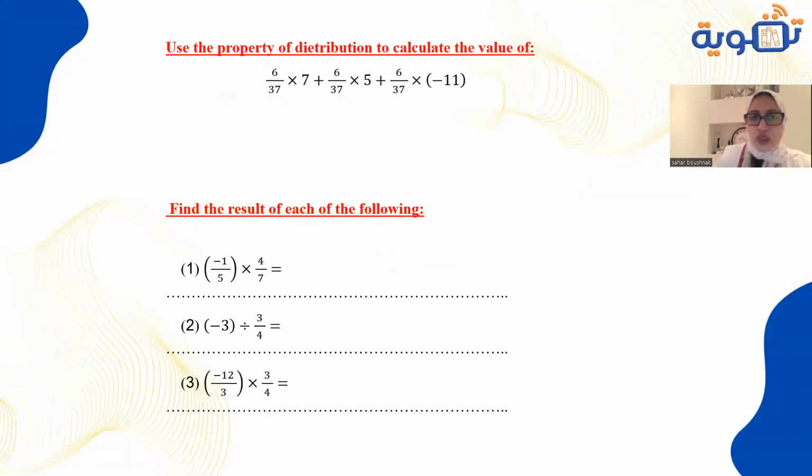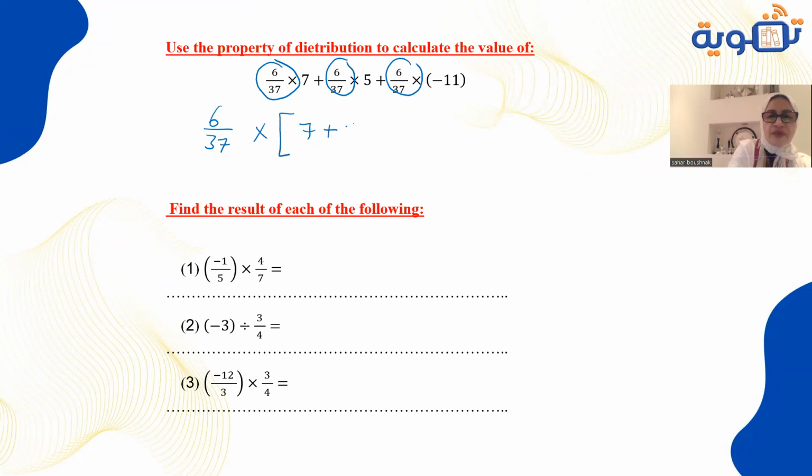And the last property is the distributive property, and I must explain it for you because it's a very important property. It comes all the time in the exams. So I will try to find what is the common number here. So I will get 6 over 37. I'll write it multiplied by, then I will open a bracket, 7 plus 5 minus 11. Then I will calculate the bracket. Then I will get 6 over 37 multiplied by 1. And 1 is the identity element in multiplying. So it will be the same number, 6 over 37.